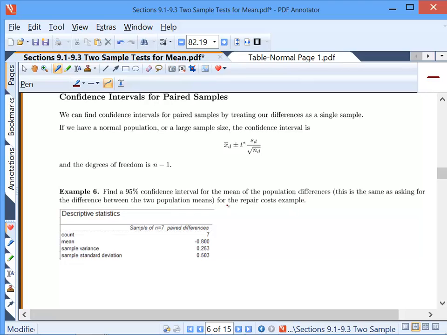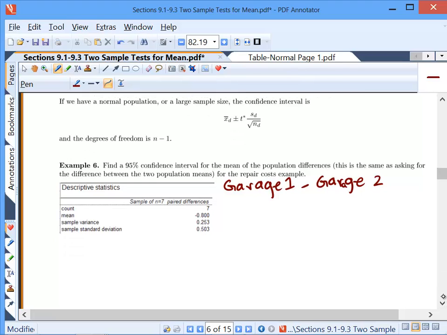So remember on this one we did do garage 1 minus garage 2, which we know because we worked over this problem previously. So garage 1 minus garage 2. Notice it gives me my count, my mean, my sample standard deviation. All we really need to do is plug it into that formula. What do I need before I can plug everything in?